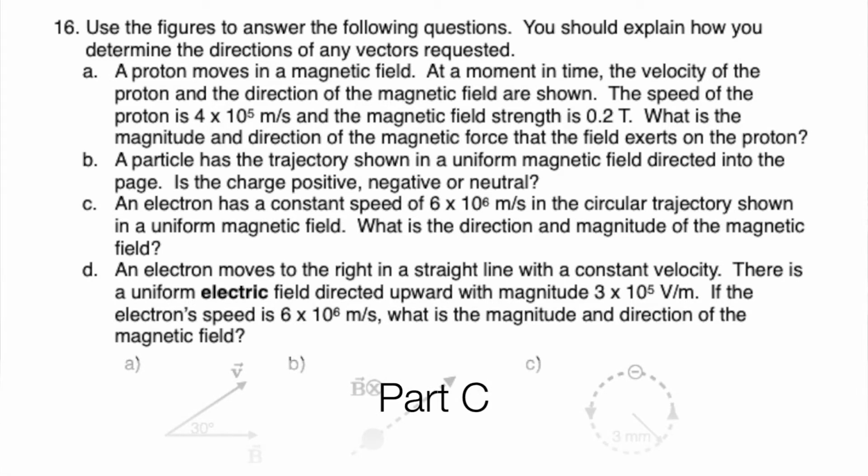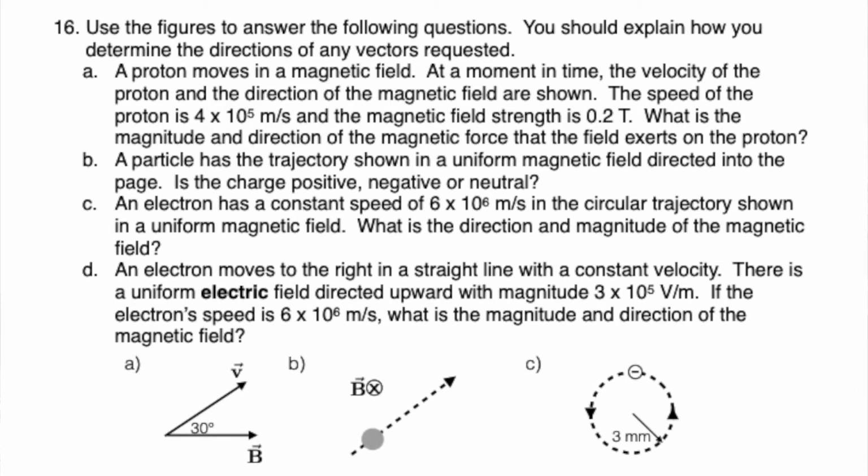So we're still on number 16. Part C. This question says, an electron has a constant speed of 6 times 10 to the 6th meters per second in the circular trajectory shown in a uniform magnetic field. What is the direction and magnitude of the magnetic field?